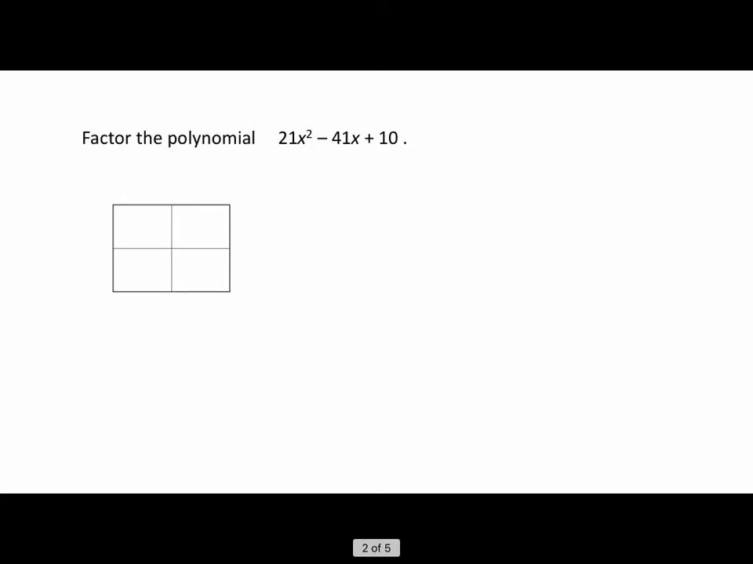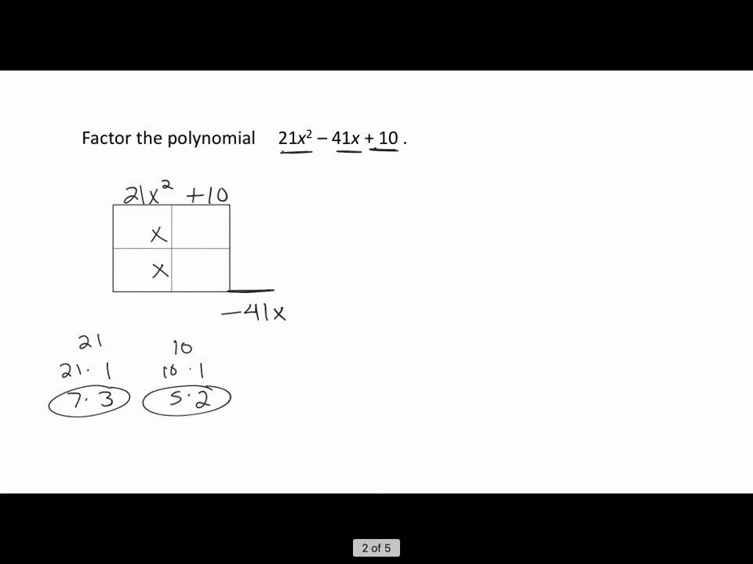In our next example, we want to find factors of the first term and factors of the last term, such that the sum of the products of those factors is the middle term. So x squared can only be x times x, but 21 can be 21 times 1, or 7 times 3. And 10 can be 10 times 1, or 5 times 2. So we want to try all combinations here. I like to start with the smaller numbers, so let me try these first and see if they work.